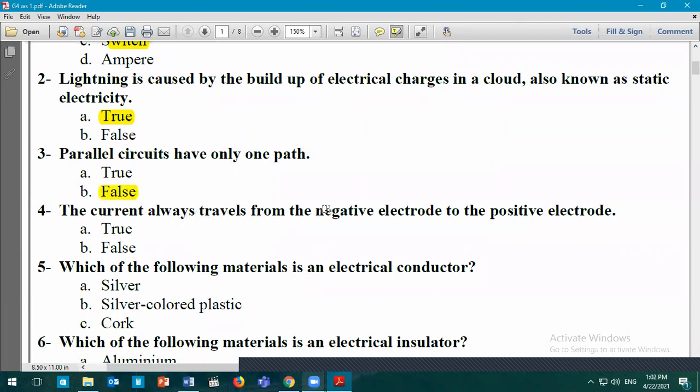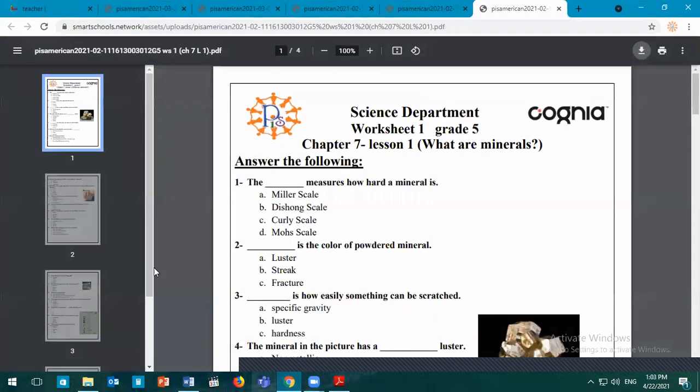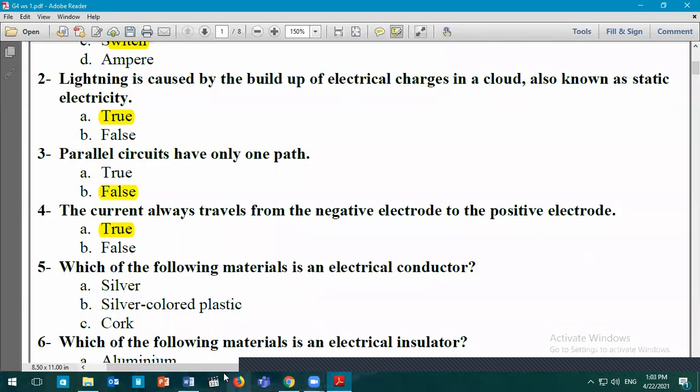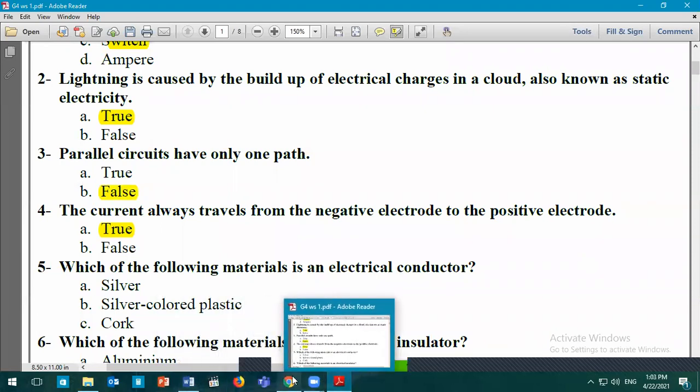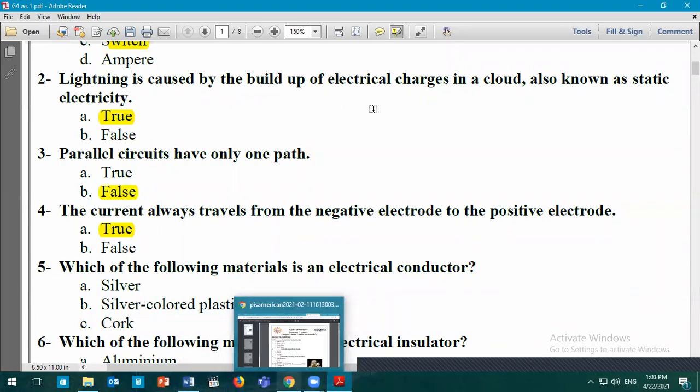The current always travels from the negative to the positive. False. It's actually true. The energy or the electric charges always move from the negative to the positive. If I showed you in here, I think I closed it, but in circuits, all the negative charges move through the wires to the positive side of the battery. In the battery, we have two sides, negative and positive. The negative gets negative charges and they start moving through the wires so they can get to the positive. Okay?